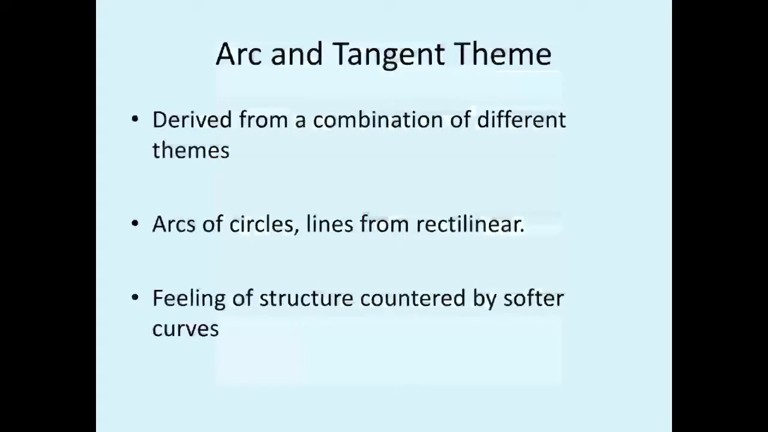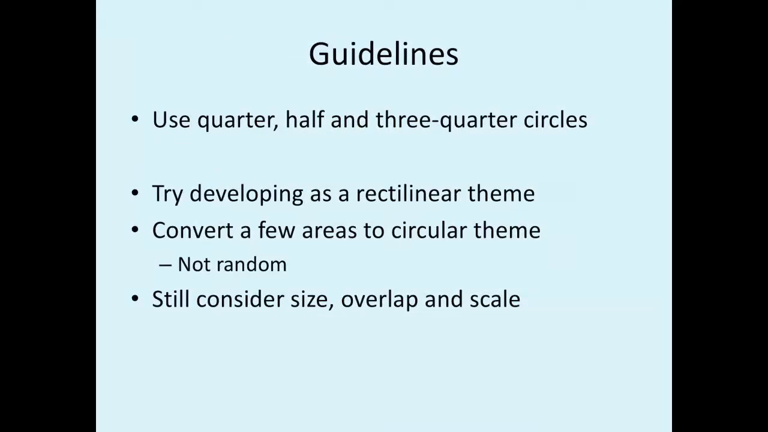And then we have arc and tangent. So this is kind of a combination of circles and lines. It softens things down. So both circles and rectangles tend to be very formal looking, but you combine them together and you get a much softer look. You don't want to turn every angle from a rectangle into a circle.